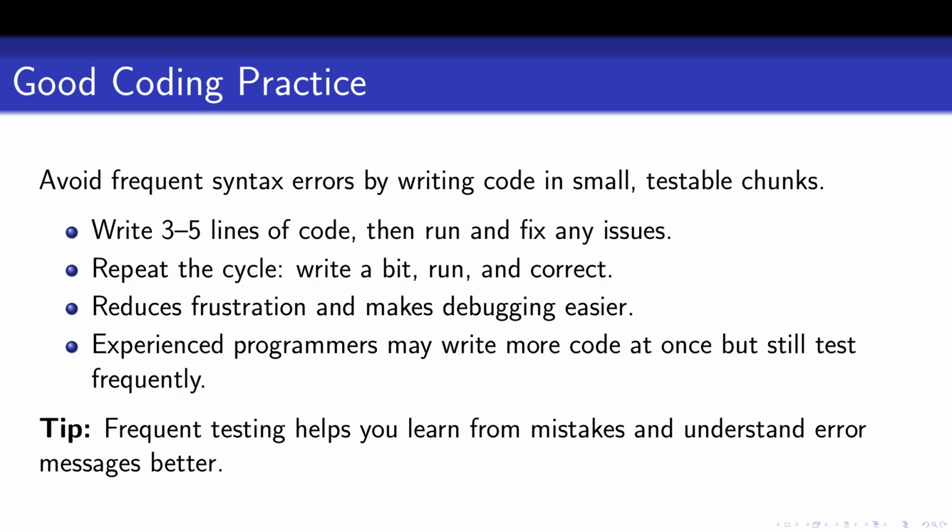A better practice is to write 3 to 5 lines of code, then run it, test it, and fix any problems. Once those lines are working, write a few more and repeat the process. This approach helps isolate issues and gives you the confidence that what you've written so far is solid. Experienced developers do the same, they just get better at predicting what will work. The key is frequency. Run your code early and often. This reduces debugging time, helps you understand error messages in context, and builds your skills gradually without getting overwhelmed.